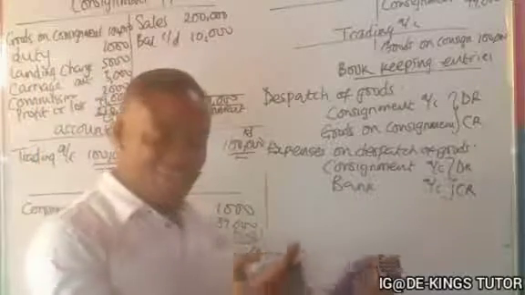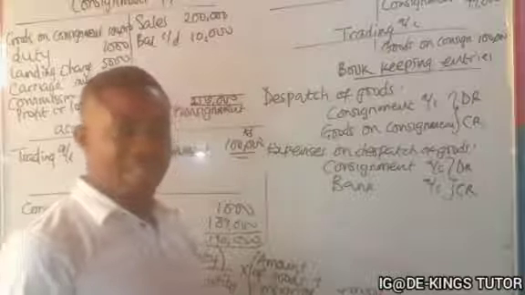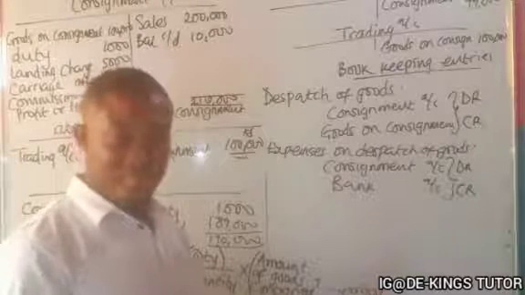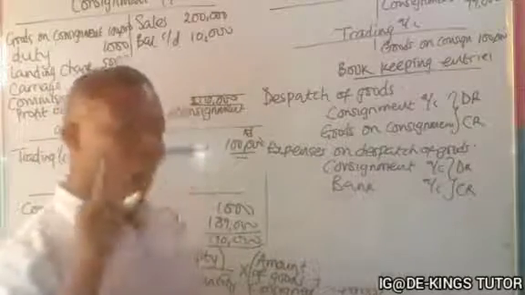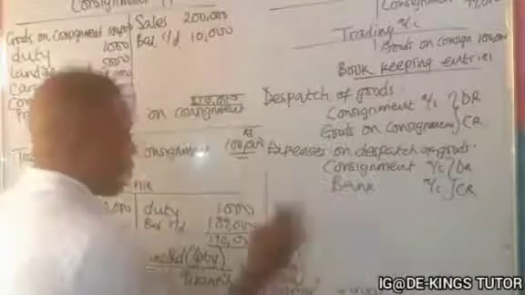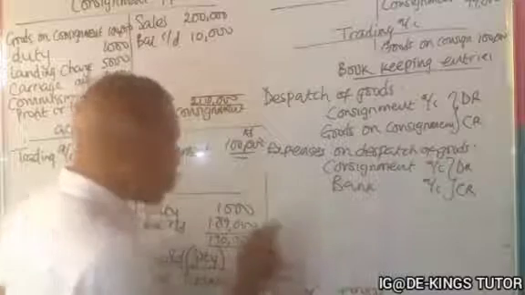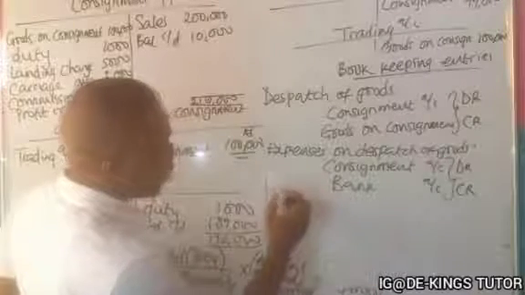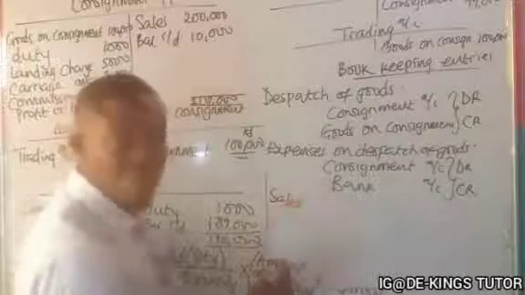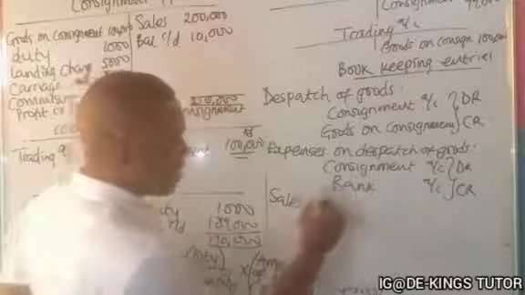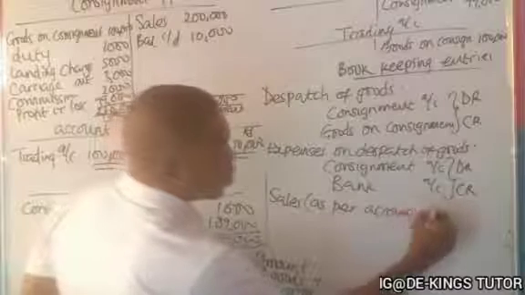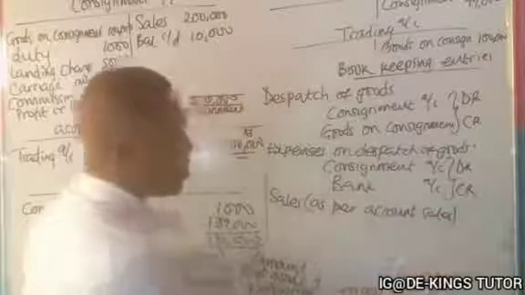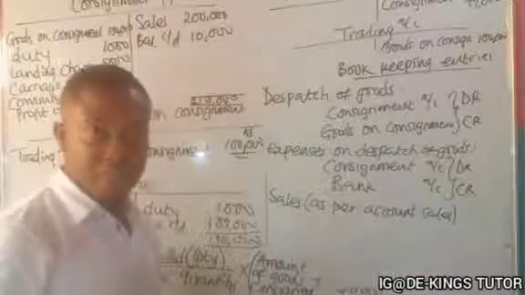When you are sending it, the consignee will have to receive it, sell it, make all necessary expenses, remove his commission, and send back what we call account sales. Remember that, okay? So when he sends back the account sales, that is sales. Remember, we say account sales is a periodic statement that is sent.